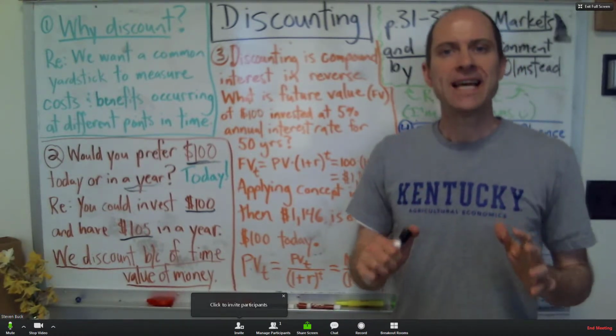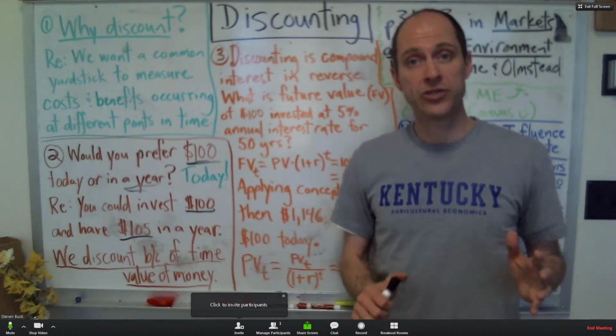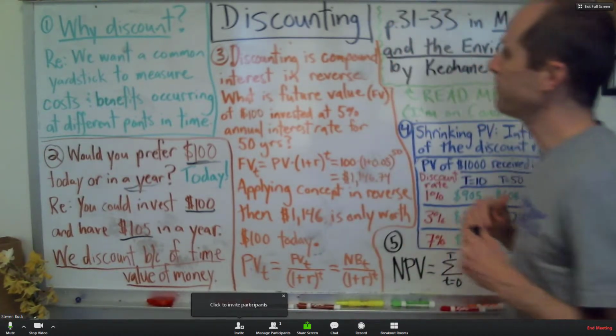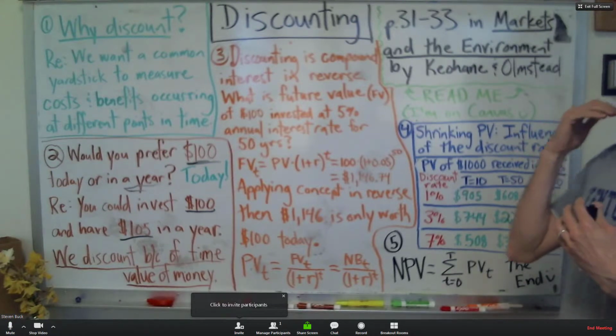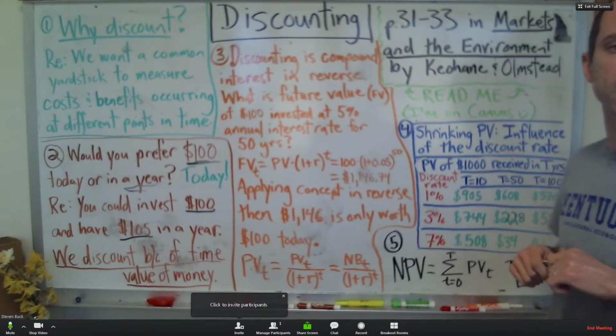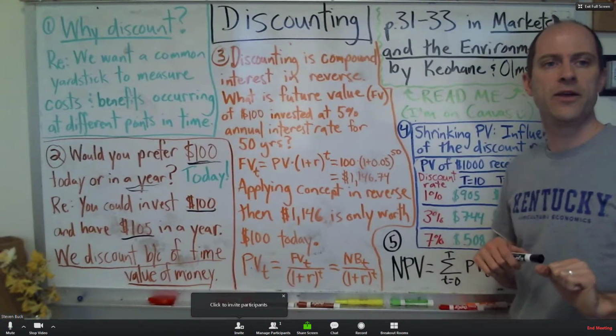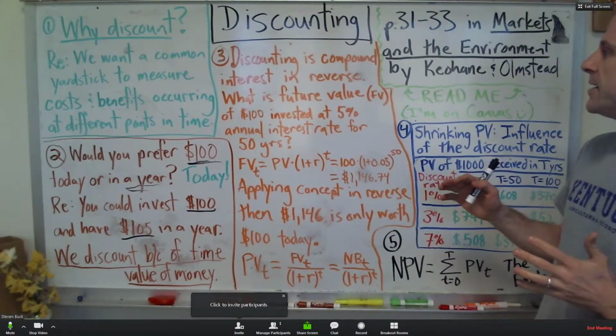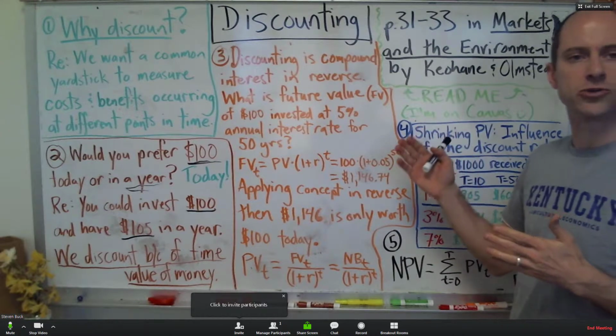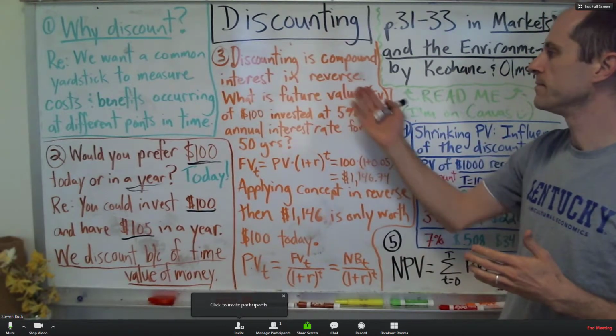Okay, so maybe that's still not a satisfying answer to you. Let's think about discounting in the following way. We can think of discounting as compound interest in reverse.